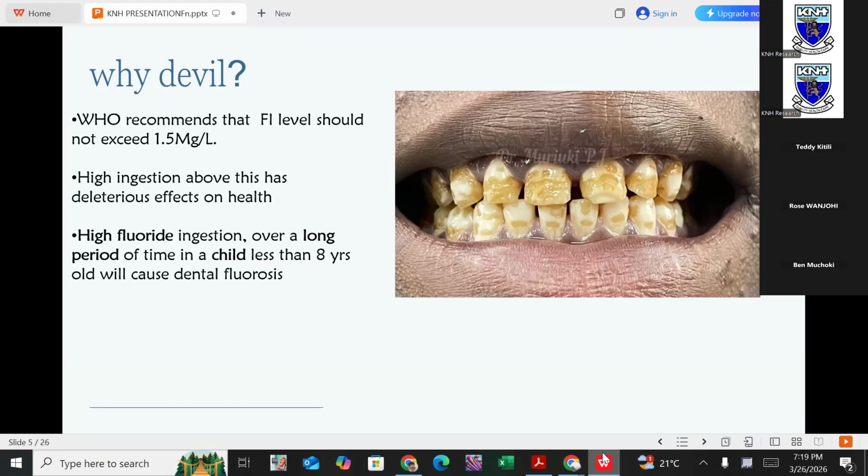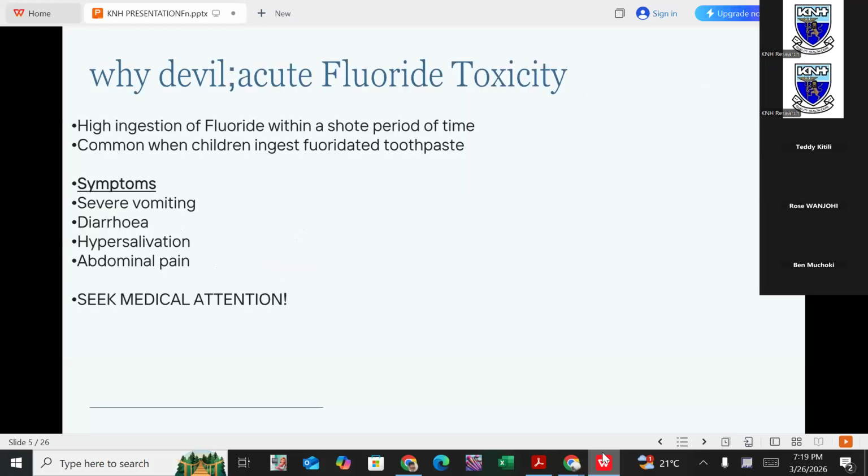Why is it important? Because above this age, even if you're exposed to high fluoride over a long period of time, you will not have dental fluorosis. So am I saying that adults or people who are older than 8 years should have no problem taking high fluoride? No. We are talking about the devil.